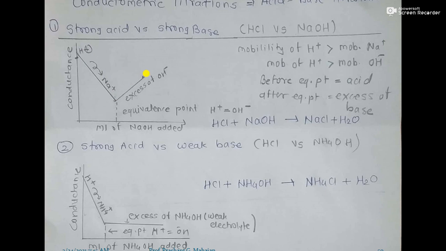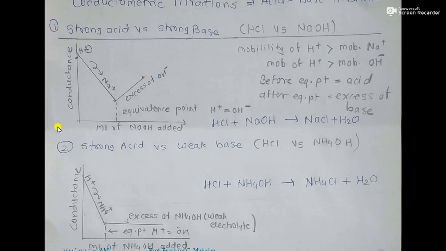Then the second titration is strong acid versus weak base. Again, we fill the burette with the base. The burette contains ammonium hydroxide, that is NH4+ OH-, and the beaker contains HCl. We dip the conductivity electrode in the beaker. As we discussed in the previous titration, HCl is a strong electrolyte and H+ has a small size, so its conductivity and mobility will be at a higher level.